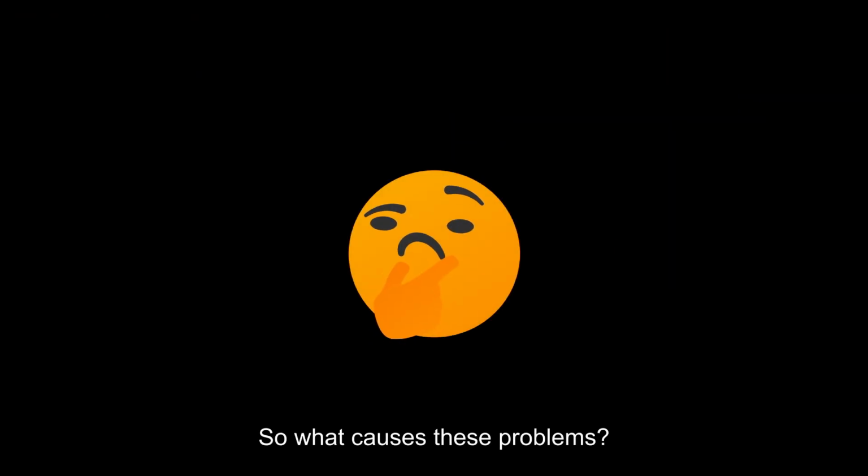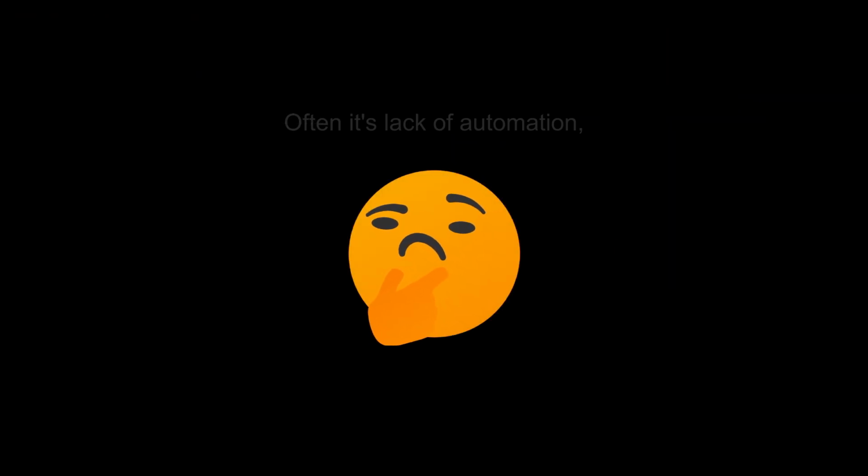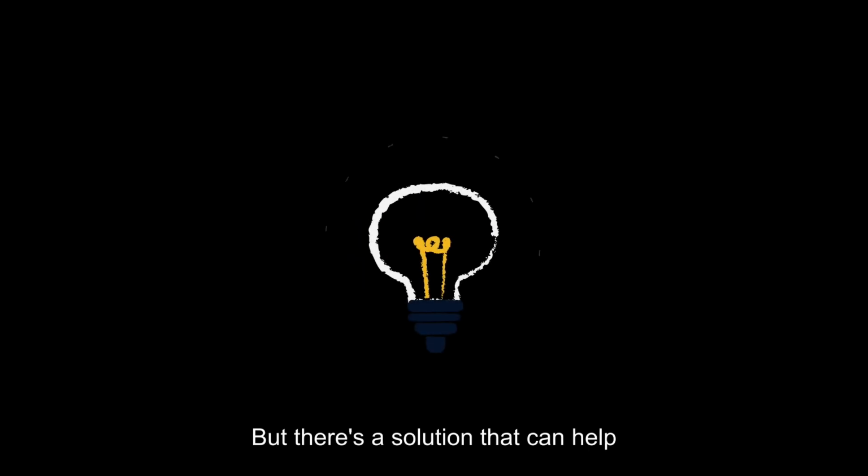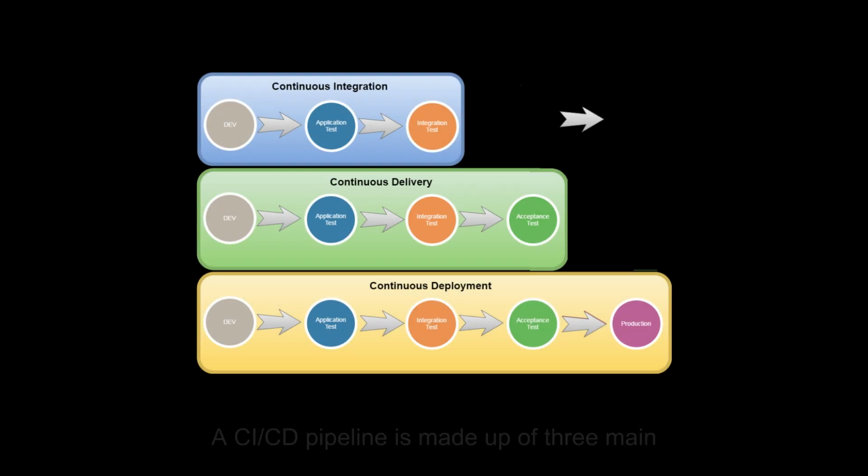So what causes these problems? Often it's lack of automation, inadequate testing, and a general lack of cohesion between development and operations teams. But there's a solution that can help alleviate these problems. A CI/CD pipeline is made up of three main components: continuous integration, continuous delivery, and continuous deployment.